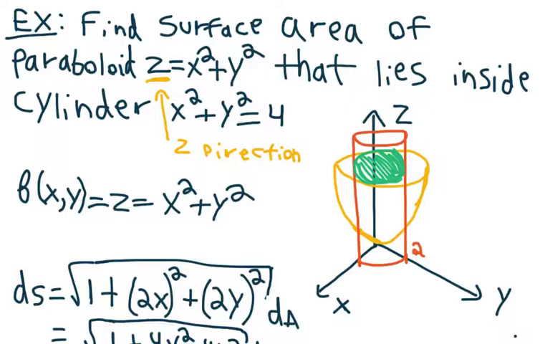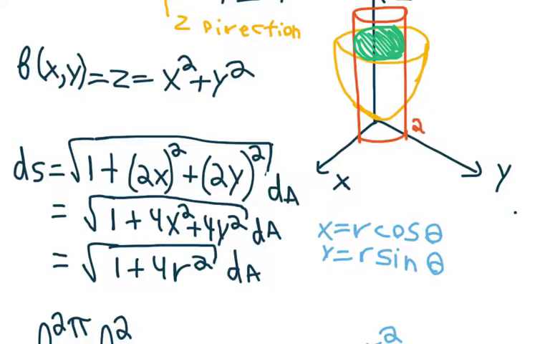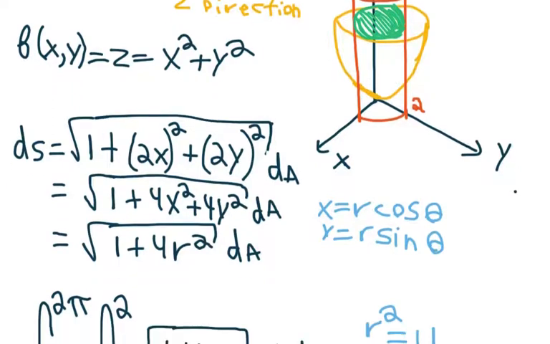To move on, we know that z is the same as our f(x,y), which is equal to x squared plus y squared. If we calculate our dS, it's going to be the square root of 1 plus ∂f/∂x squared plus ∂f/∂y squared, all of that times dA, which is going to give us the square root of 1 plus 4x squared plus 4y squared dA. Then, since our intersection is a circle, we could plug in our polar coordinates. So if we plug in x equals r cos theta and y equals r sin theta, we get the square root of 1 plus 4r squared dA.